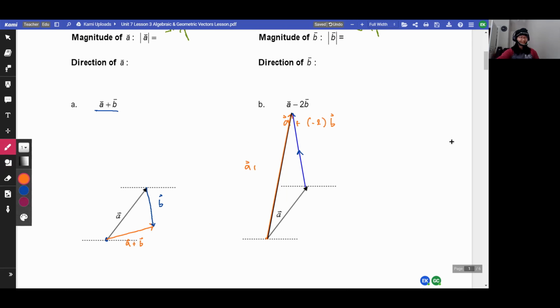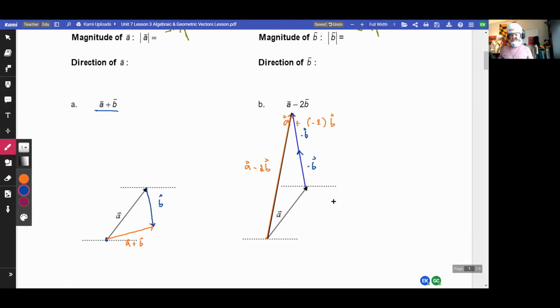So that is a minus 2b. In this case, it looks like a minus 2b ended up being bigger than a and b combined. So that's kind of interesting. Negative b, negative b.